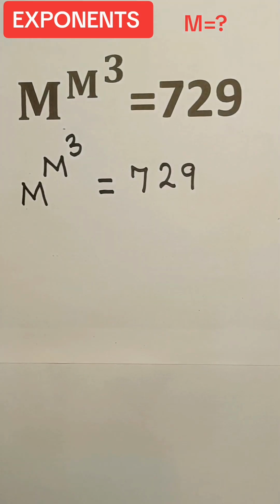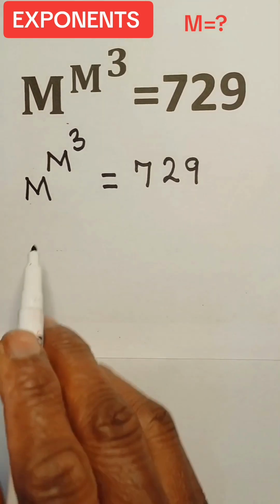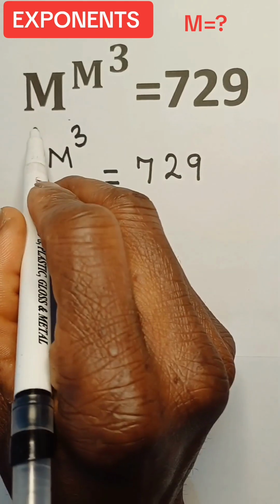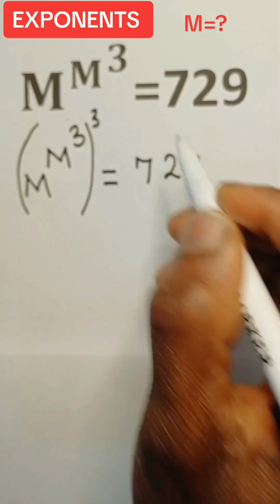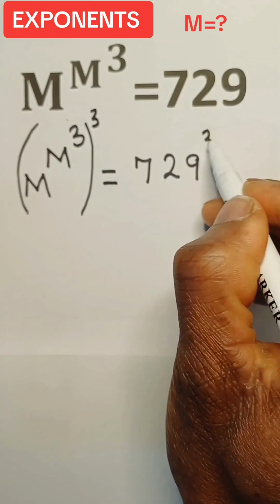Okay, the first thing we are going to do here is to take the cube of both sides of the equation. So if we take the cube of both sides of the equation, we have something like this. Here we cube it again.